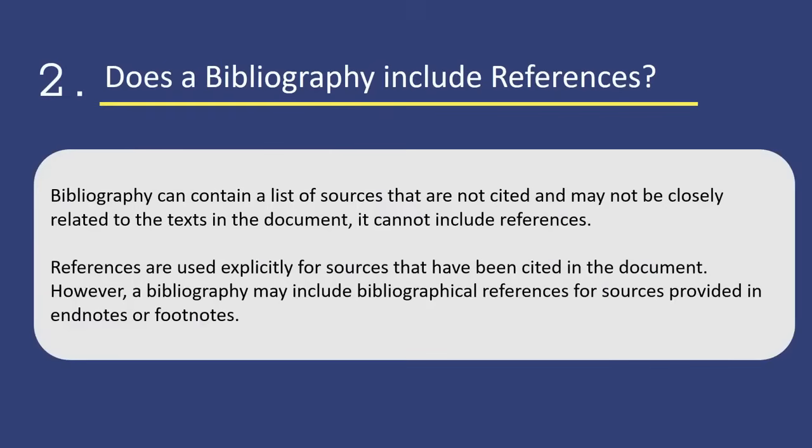Since a bibliography can contain a list of sources that are not cited and may not be closely related to the text in the document, it cannot include references. References are used explicitly for sources that have been cited in the document. However, a bibliography may include bibliographical references for sources provided in endnotes or footnotes.